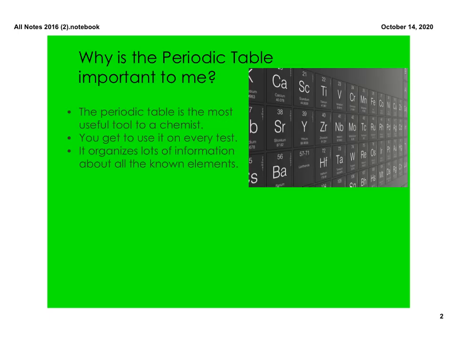You guys already printed a periodic table, and we started to use it last unit when we were looking at the subatomic particles of protons, electrons, and neutrons, and we talked about atomic mass. But why, other than that, is the periodic table important to us in chemistry? The periodic table is the most useful tool that we'll use in this class. You get to use it on every single test, and it organizes a lot of information about the known elements.